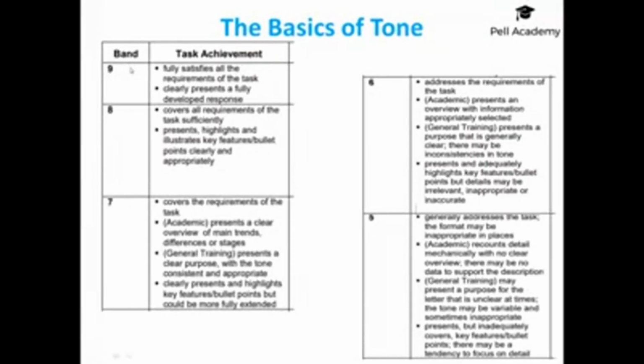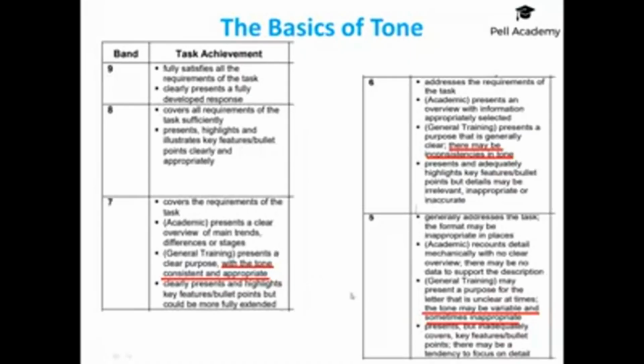And you can see here bands 9, 8, 7 for task achievement, and these are band 6 for task achievement and band 5 for task achievement. We don't really need to look at band 4. So what I've done is I've underlined the parts of the band descriptor which specifically reference tone. You'll notice that in band 9 and band 8 there is no description of what should be done with tone, so you can assume that what has been done in band 7 would also apply to band 8 and 9 for tone.